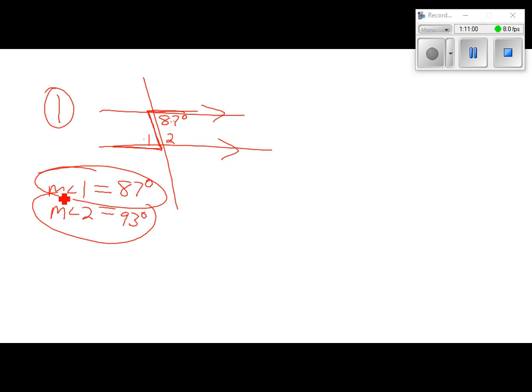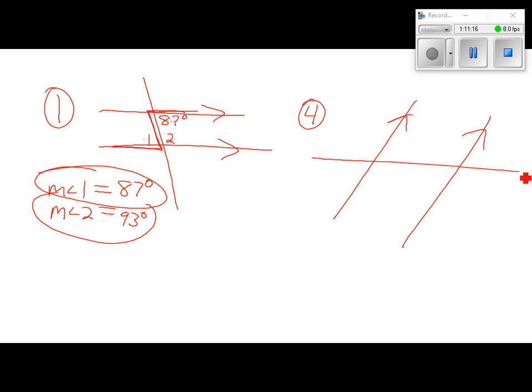Think now. Pick me another one. Problem 4. They tell us that these two are parallel to each other. This is our transversal. This angle is 142 degrees. This is angle 2. Looks like we're only finding one angle this time. And this angle is 2 times x plus 9. Is that right? Yeah.